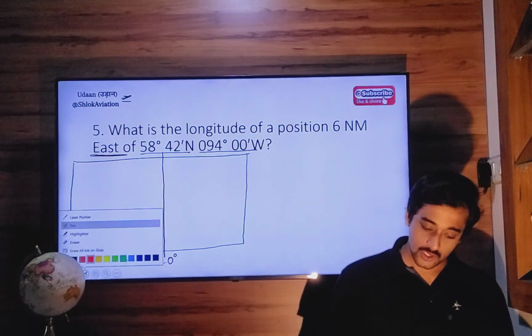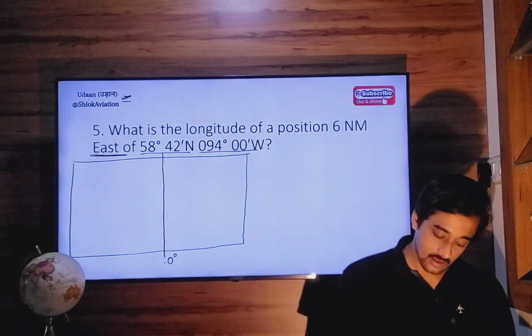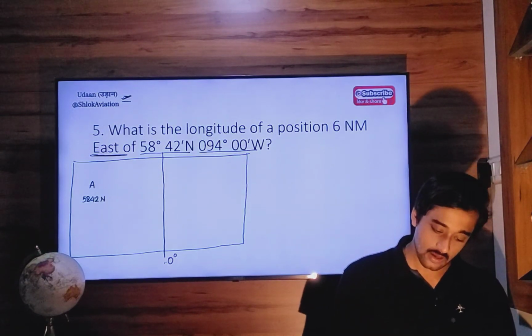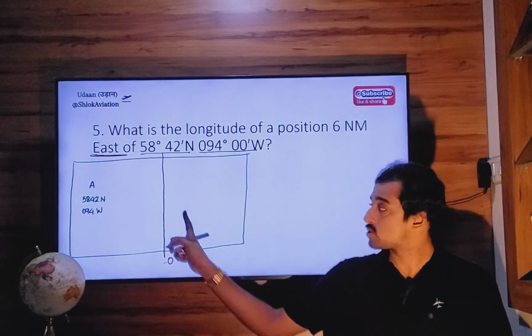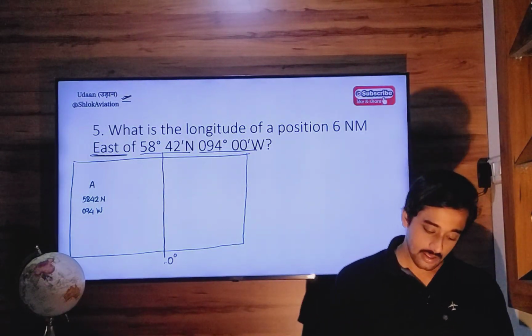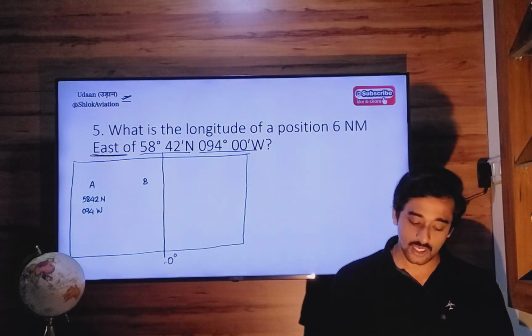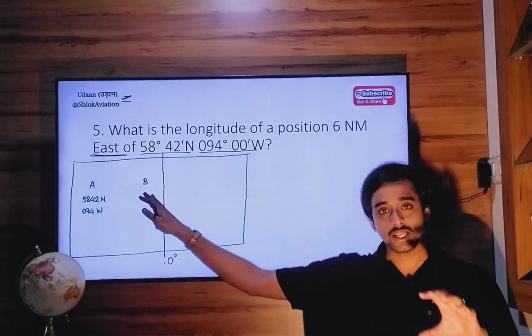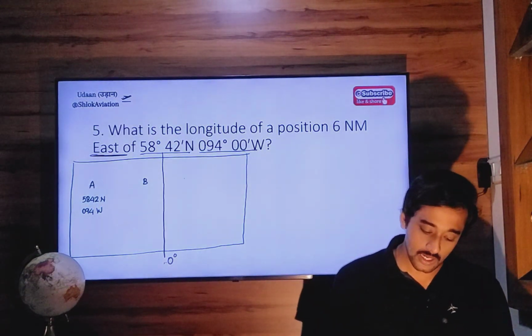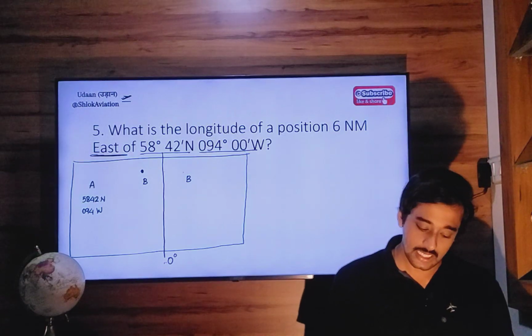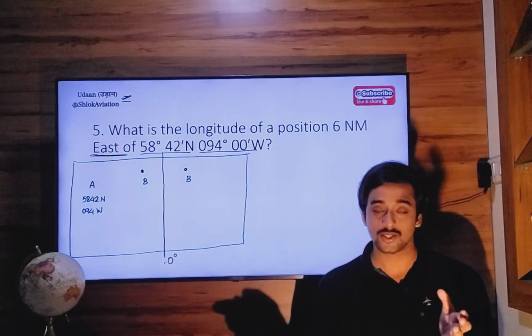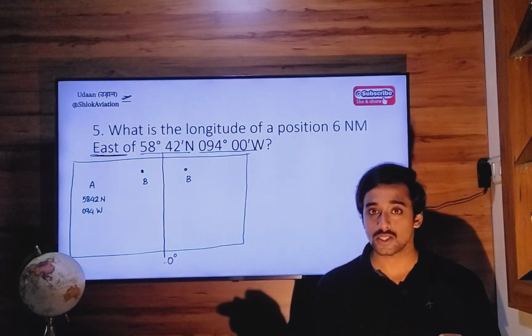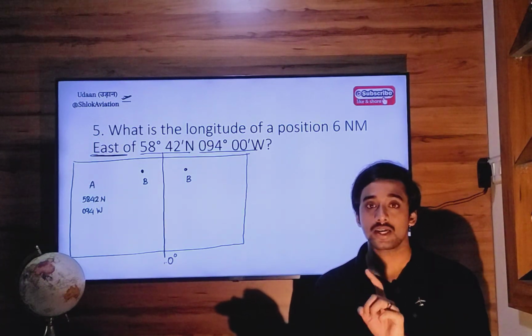Okay. Position A is 58 42 north, 094 west. And another position is to the east of this position A. That means the next position can be east of A, in the western hemisphere itself, or it can be in a completely different hemisphere, the eastern hemisphere. So there are two possibilities. Now, which one of these applies to us can be found out by finding out d long.